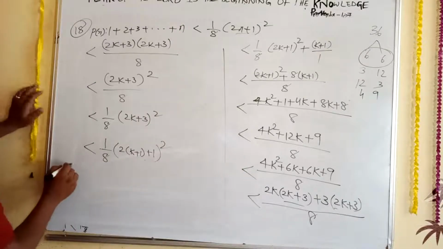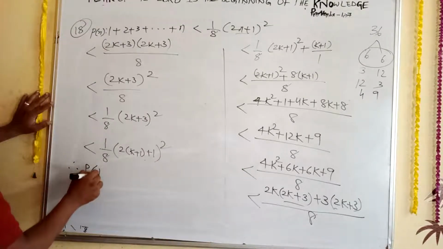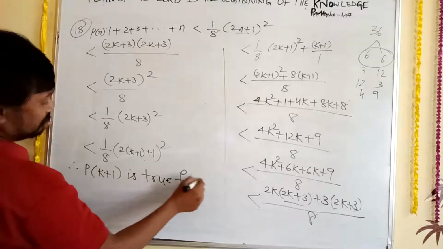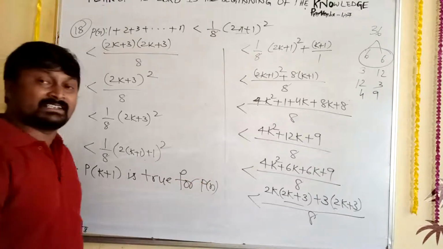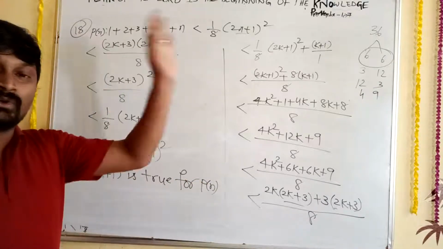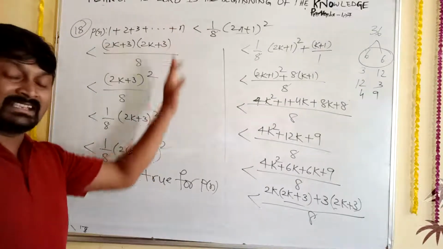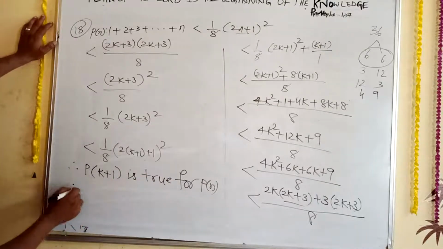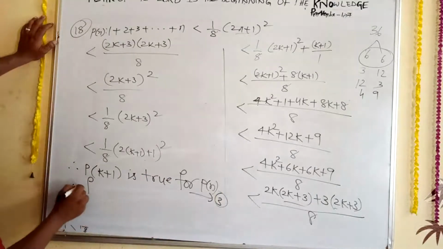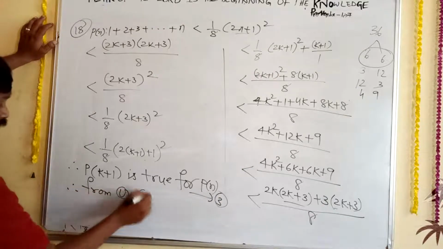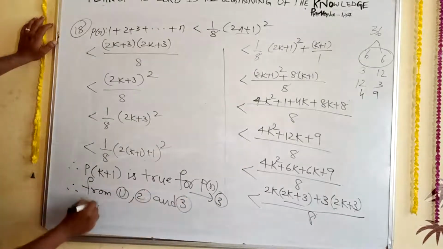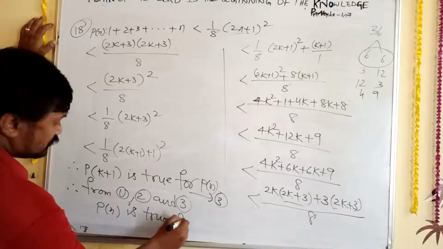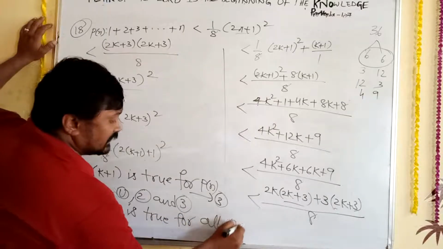So now at last we write: therefore P of k plus 1 is true for P of n. Anyhow, I went a little fast. You just go through your offline video again, then revise once more, and you can understand a little more clearly. Okay, so now at last we write here: therefore, from 1, 2 and 3, P of n is true for all natural numbers.